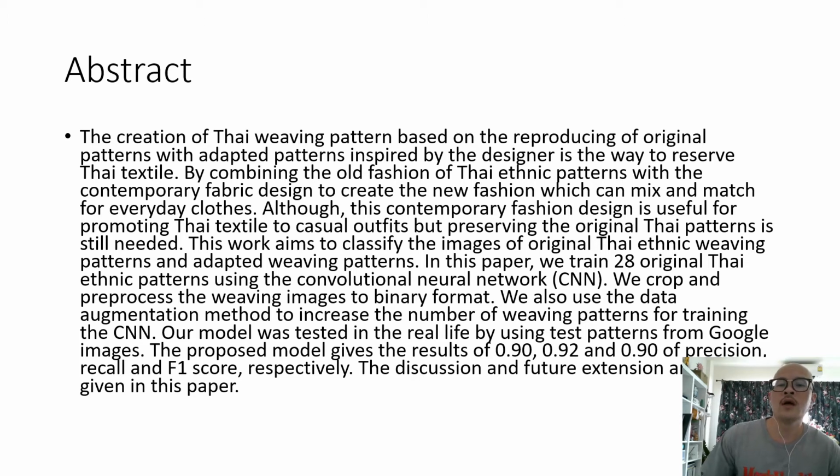We train 28 original Thai ethnic patterns using the CNN. We crop and pre-process the weaving images to binary format. We use data augmentation to increase the number of weaving patterns for training the CNN. Our model was tested in real life by using test patterns from Google Images. Our method gives results of 90%, 92%, and 90% for precision, recall, and F1 score. We also give the discussion and future extension at the end of the slide.